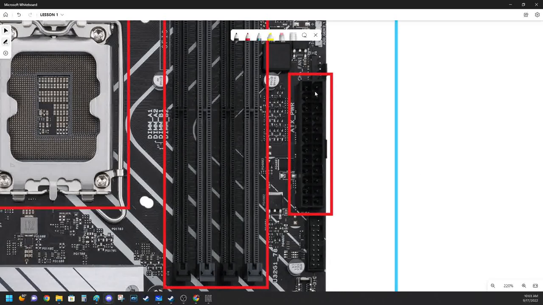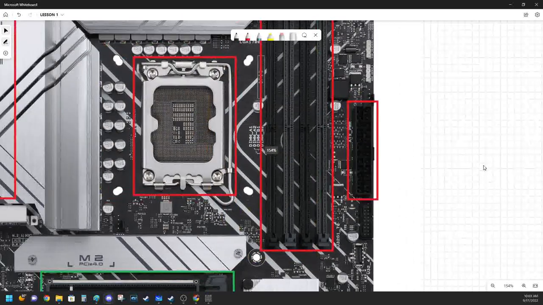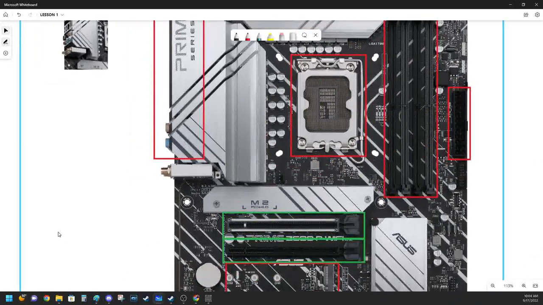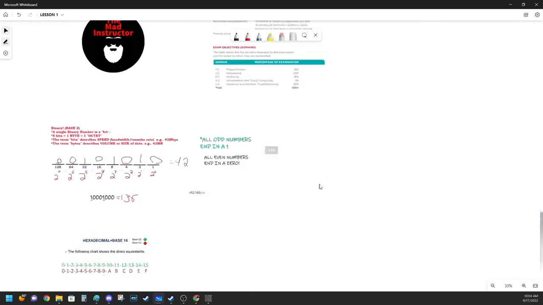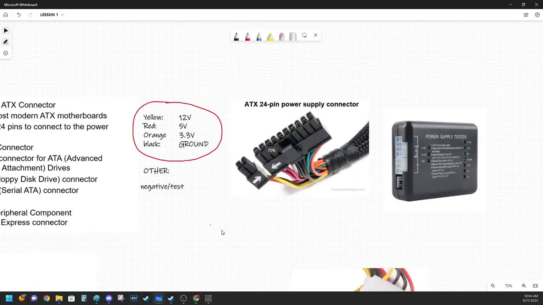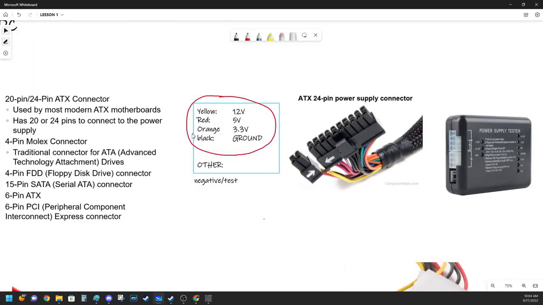I would note that even though it's a 24-pin, if it's a low-power board, you can use a 20-pin in a 24-pin slot. I would also note on this 24-pin main ATX power that the difference between the 24-pin and the 20-pin is 4 pins, but these 4 pins are an entire set of yellow, red, orange, and black.